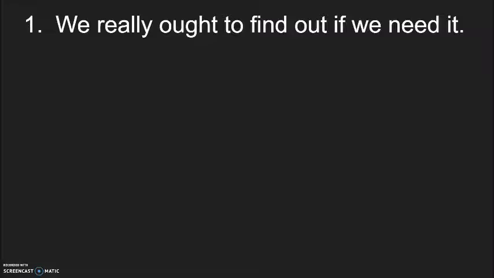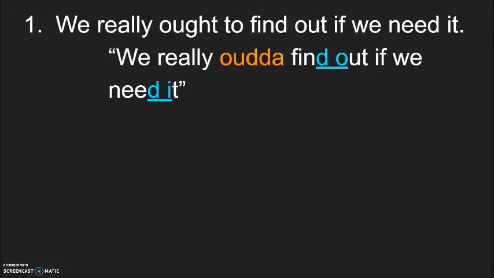We really ought to find out if we need it. You hear that ought to. You don't hear the two T's in the middle. They reduce down to a sound of D. We ought to go. We ought to find out. The D at the end of find pushes forward to that vowel sound which is following it. Find out becomes find out. We really ought to find out.